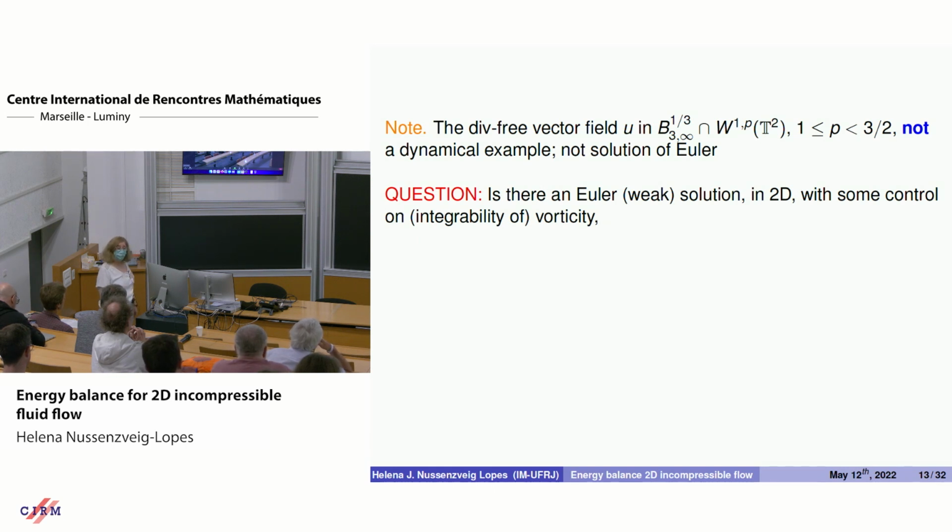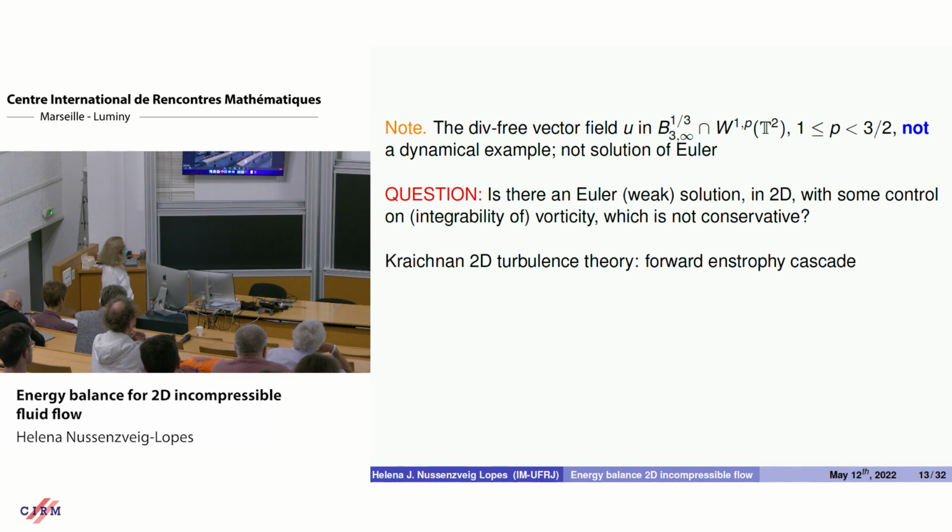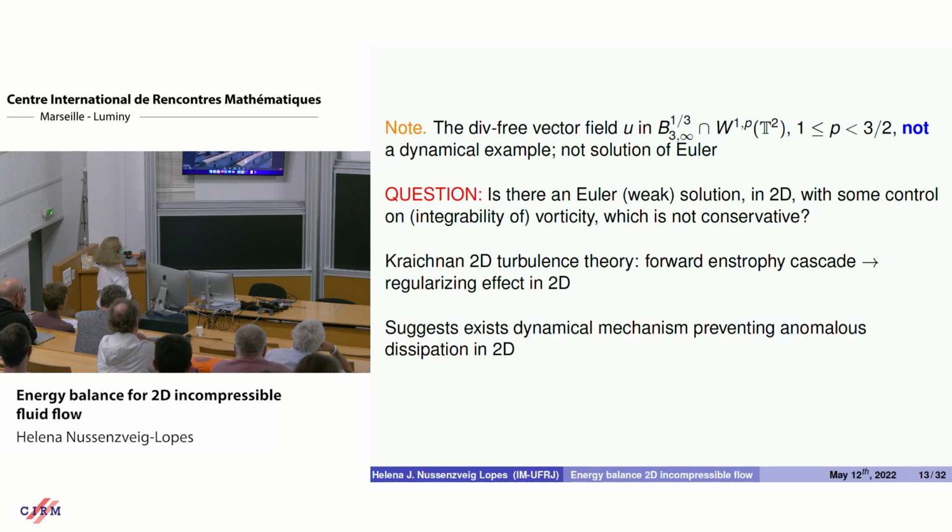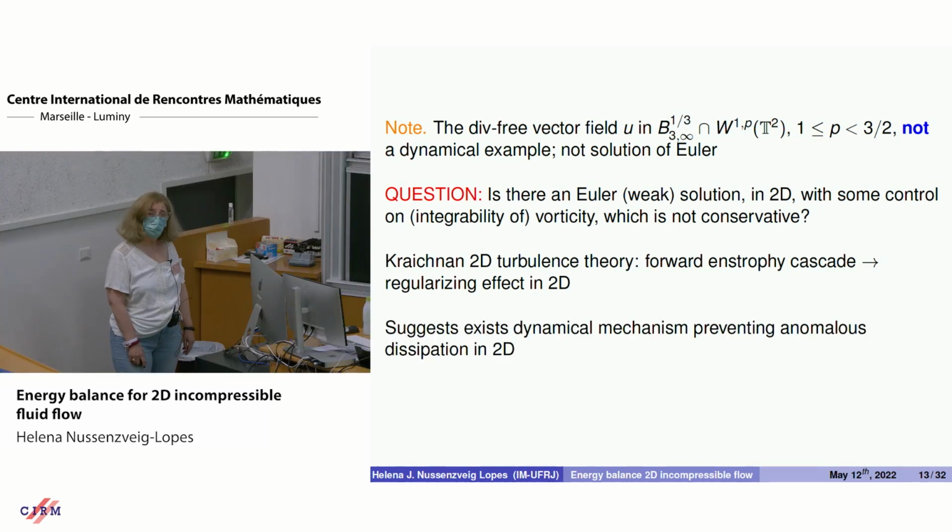which has some integrability of vorticity and is still not conservative? Kraichnan's 2D turbulence theory tells you that you expect a forward entropy cascade, which implies some kind of regularizing effect in 2D. And so it suggests that there may be some dynamical mechanism which avoids anomalous dissipation in 2 dimensions.